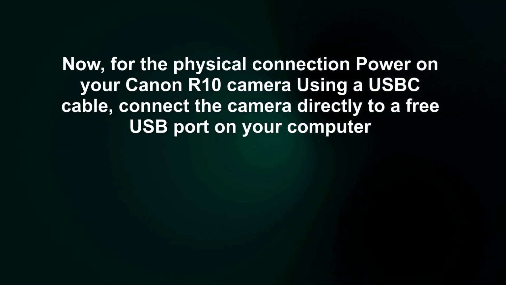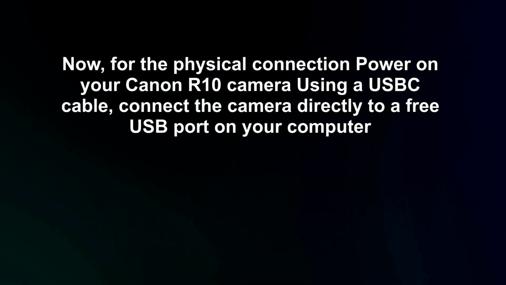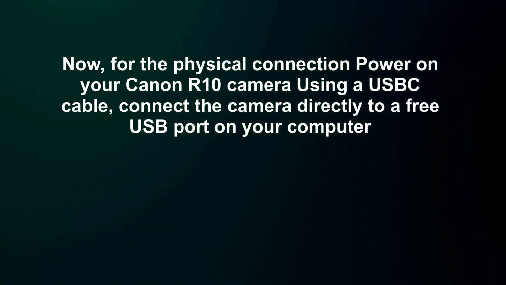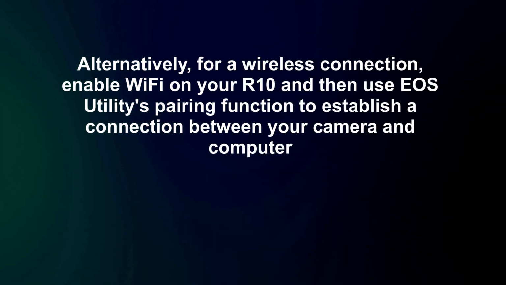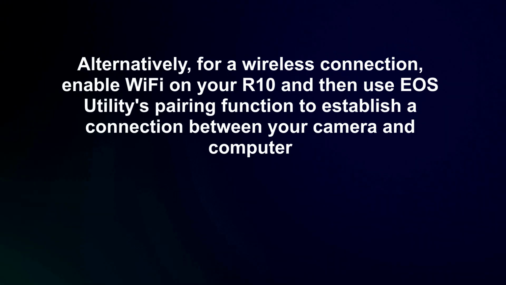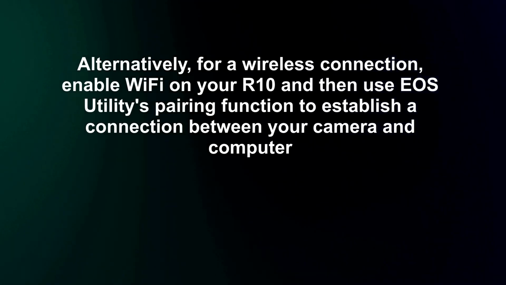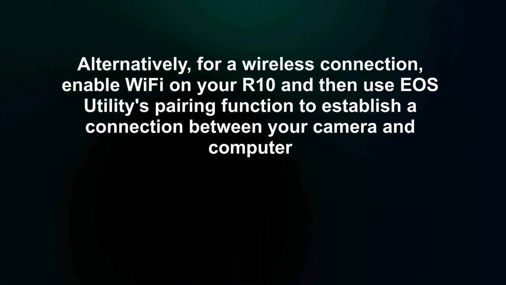Now, for the physical connection, power on your Canon R10 camera using a USB-C cable. Connect the camera directly to a free USB port on your computer. Alternatively, for a wireless connection, enable Wi-Fi on your R10 and then use EOS Utility's pairing function to establish a connection between your camera and computer.